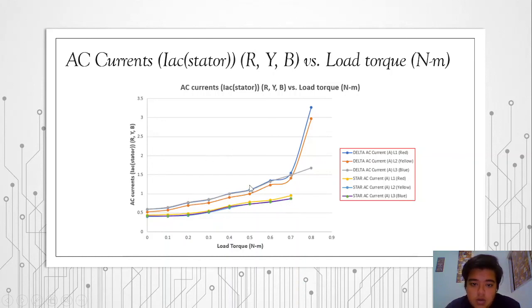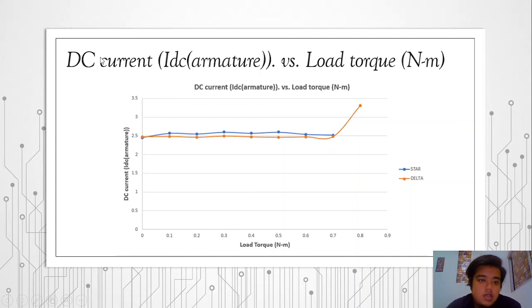Okay, and then finally is DC current, which is DC armature current versus load torque. There are two lines, where the blue line stands for star and the orange line stands for delta. So this is the difference of the DC current and load torque for delta and star.